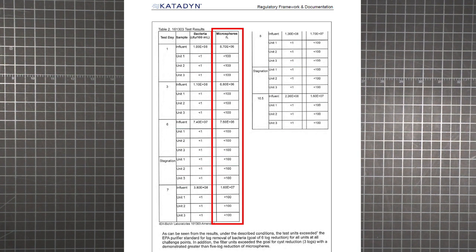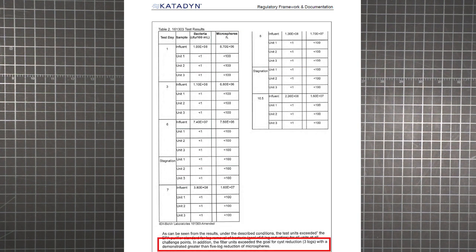Microspheres, which are an approved proxy for Giardia, were reduced from the 6th power to less than 100. And this exceeds the goal for cyst reduction with a demonstrated greater than 5 log reduction of microspheres, also known as a 99.999% reduction. And why Katadyn doesn't put that on their box, I can't imagine.